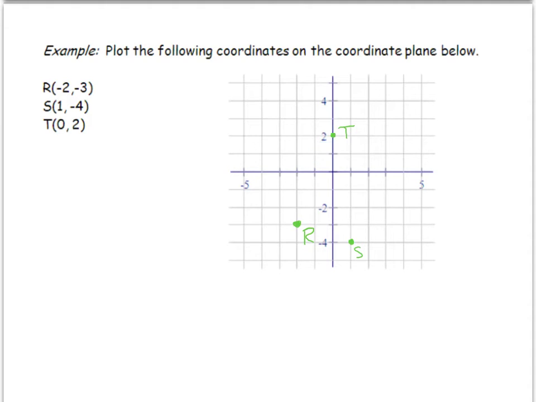Very important thing. When you are plotting on your coordinate plane, make sure to label those points. So I need to see those values. Oh, not values. Those are called letters. Duh.